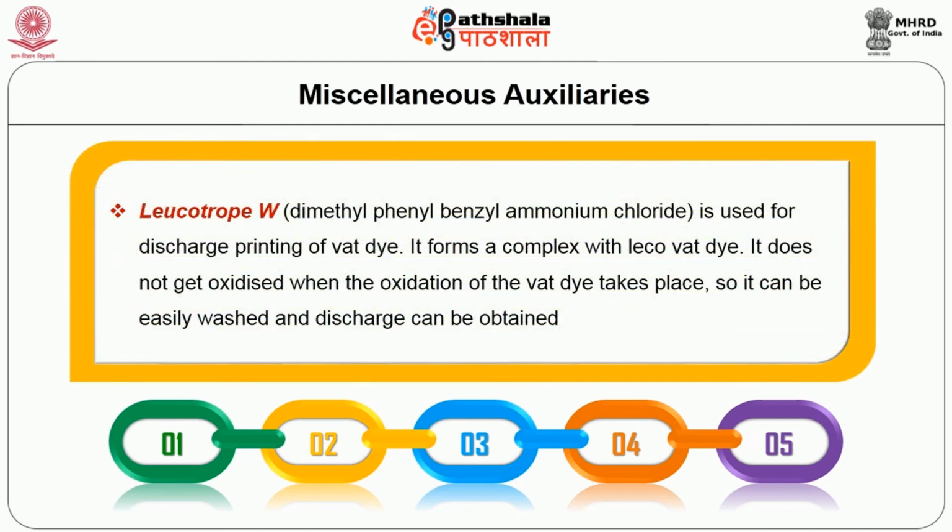Leukotrop W, dimethylphenylbenzyl ammonium chloride, is used for discharge printing of vat dye. It forms a complex with leuco vat dye. It does not get oxidized when the oxidation of the vat dye takes place, so it can be easily washed and discharge can be obtained.